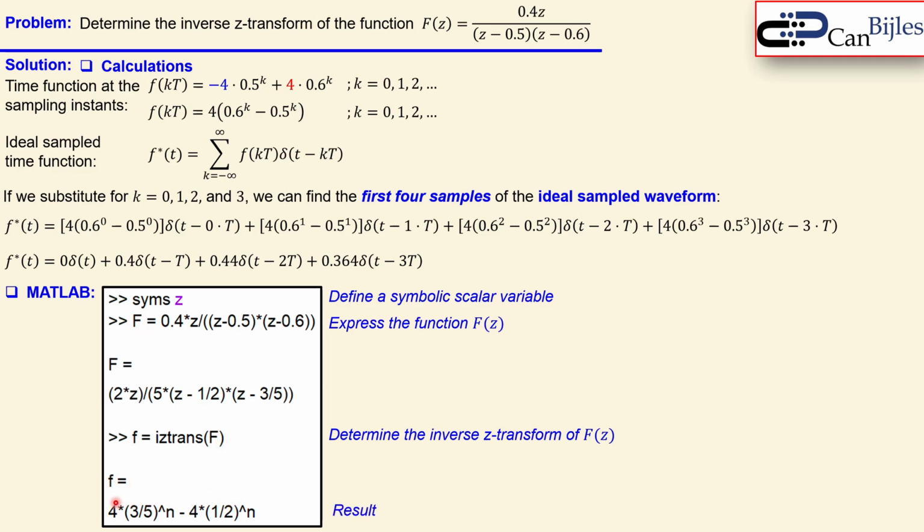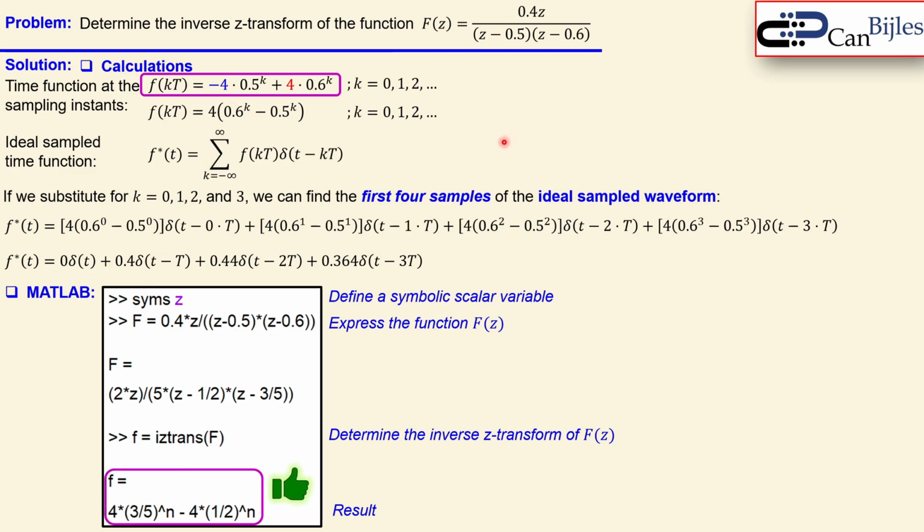Now the result is shown here. What you see is that we have 4 times 3 over 5 to the power n, where n is the k we have here, and minus 4 times 1 over 2 to the power n. Now let's see if this is indeed correct, because this was our result. You see here minus 4 times 0.5 to the power k, which is our second term, and here plus 4 times 0.6 to the power k, which is our first term in the MATLAB result. So indeed the result is correct. We have verified our calculation also in MATLAB, so this is exactly as this one.